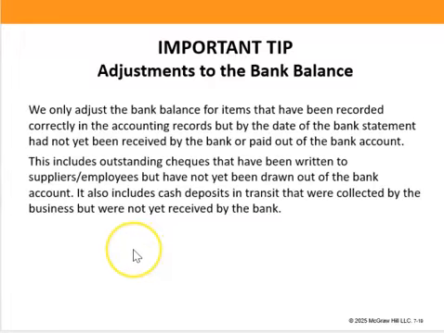Okay, so important tip, adjustments to the bank balance. We only adjust the bank balance for items that have to be recorded correctly in the accounting records, but by the date of the bank statement have not yet gone through.